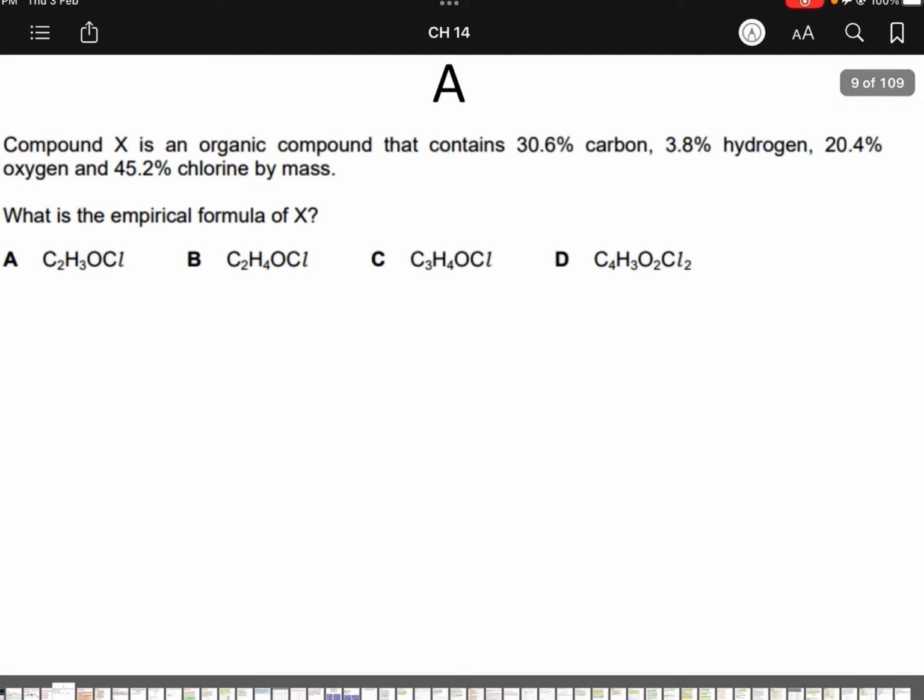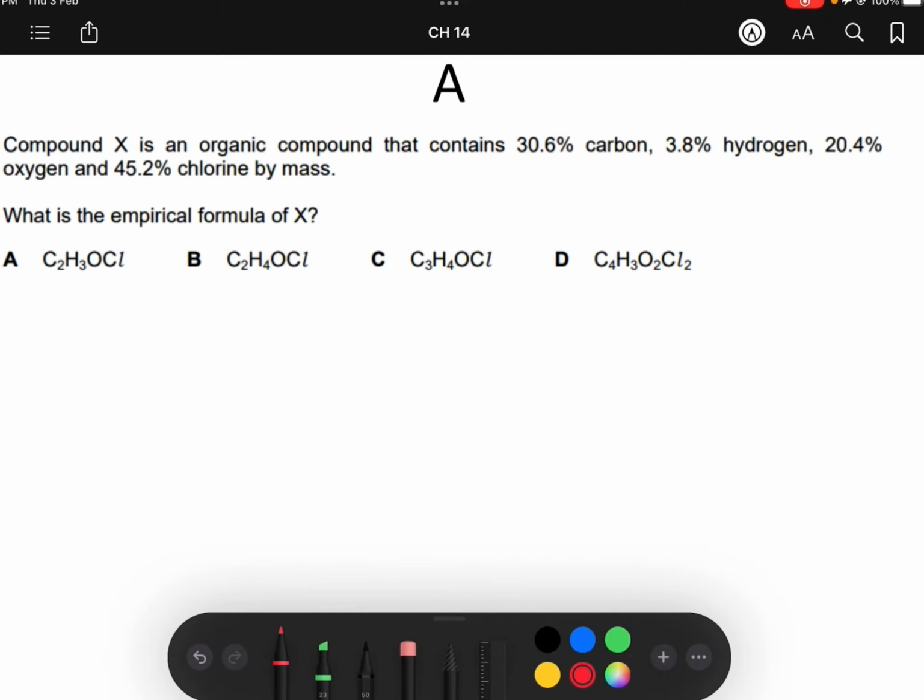Yes. Look at this question here. This question came in 2021. The question says, a compound X is an organic compound that contains these percentages of carbon, hydrogen, oxygen, and chlorine. This is organic, but it's not a hydrocarbon molecule. So the question says, what is the empirical formula of X? How to write the empirical formula?